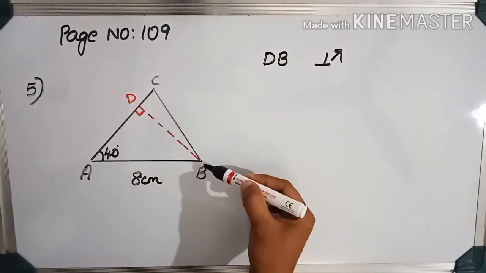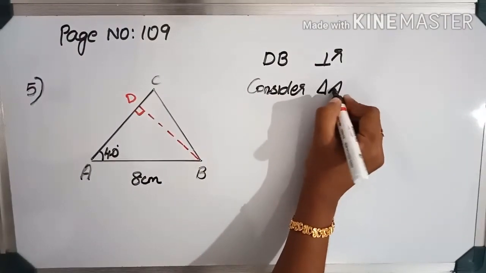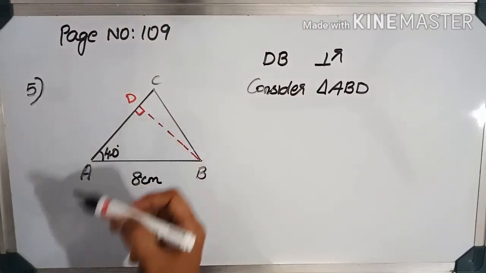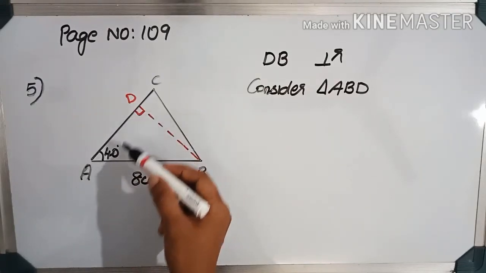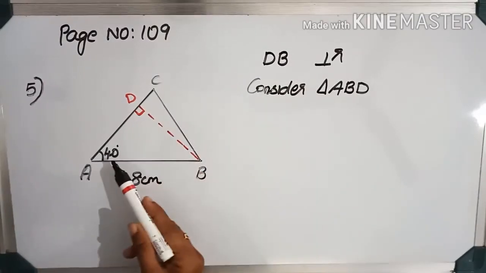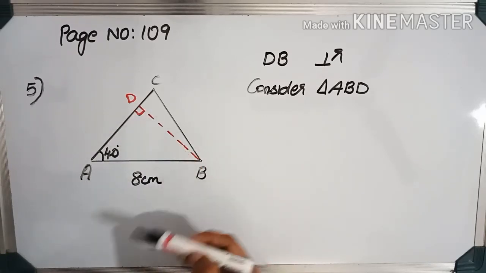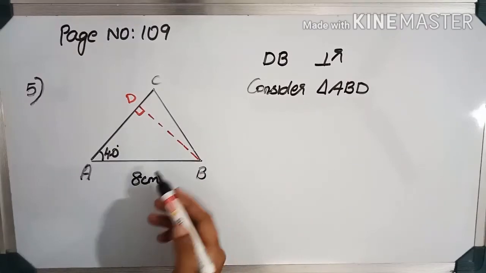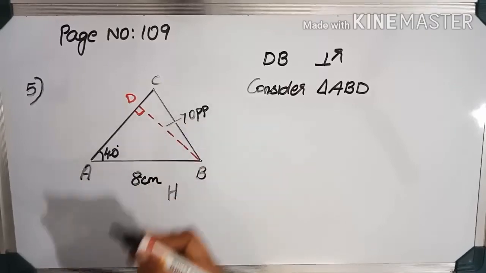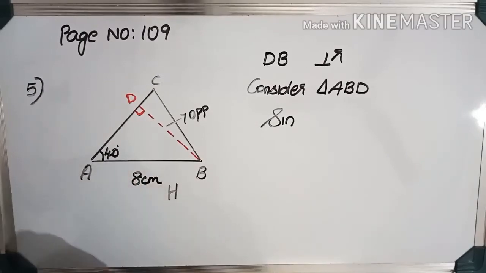In order to find this DB, which triangle do we have to consider? Triangle ABD. It is a 90 degree triangle, and 40 degrees is the given angle. We have to find the side opposite to 40 degrees, and the 90 degree angle is here. So AB is the hypotenuse, since it is opposite the 90 degree angle, and this side is the opposite. Which ratio, sine or cos? Opposite and hypotenuse is sine. Sine of which angle? 40 degrees is the given angle.